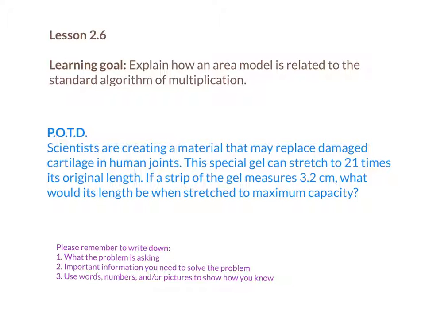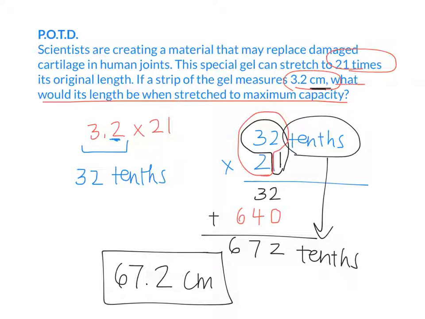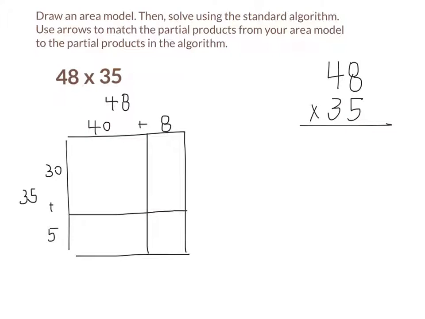The reason why we're taking another day to work on this is because this is such an important skill that we need to really make sure everyone understands. And also it's going to get a little bit more complicated today, but you can still do it. Don't worry. This looks very similar to yesterday. It says draw an area model, then solve using the standard algorithm. Use arrows to match the partial products from your area model to the partial products in the algorithm. Wait, isn't that exactly what we did yesterday?